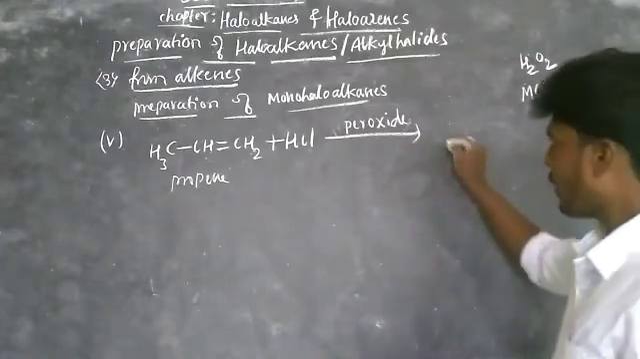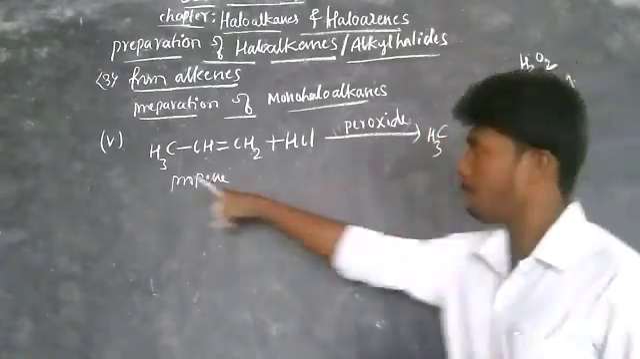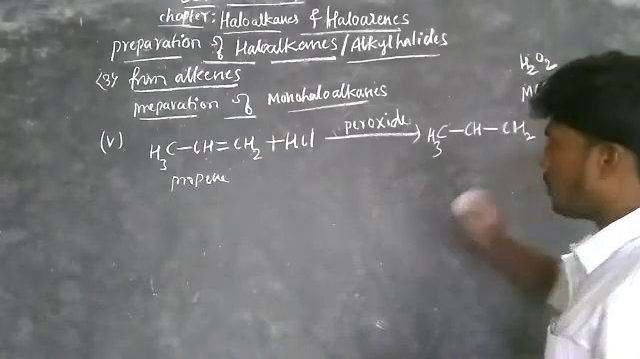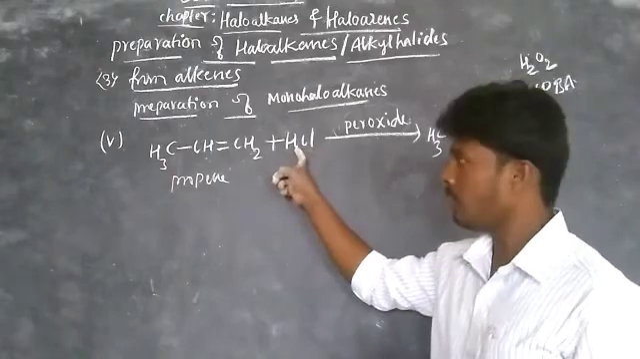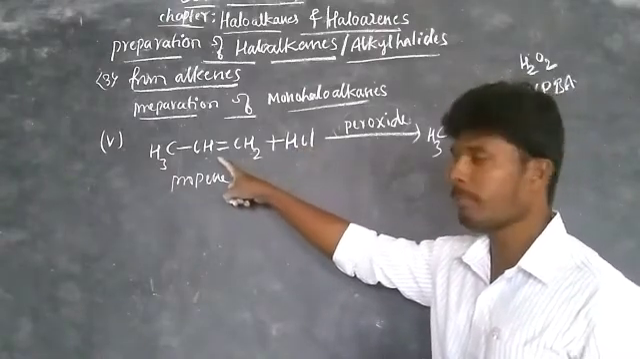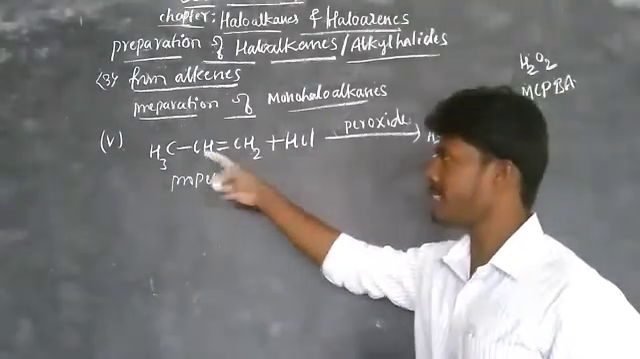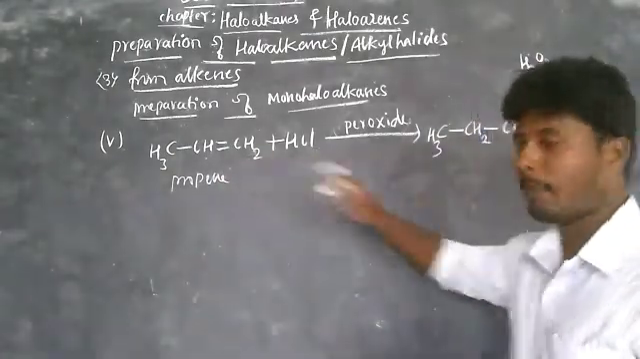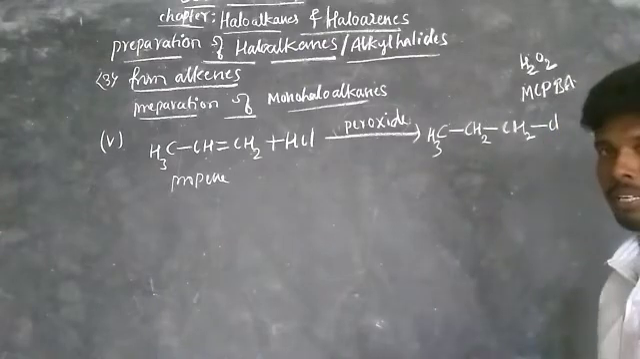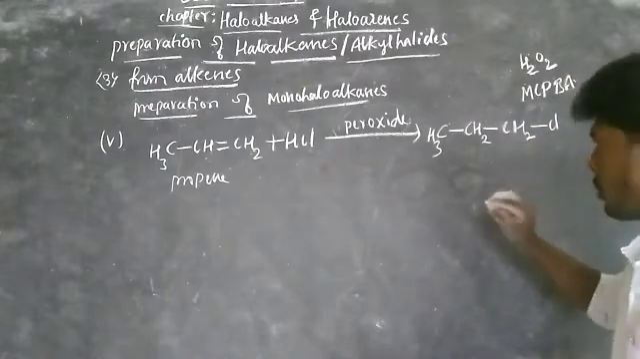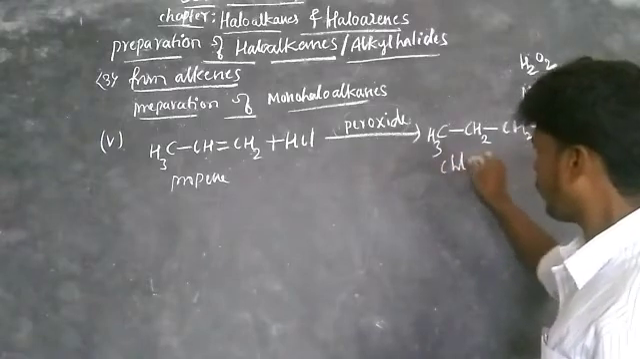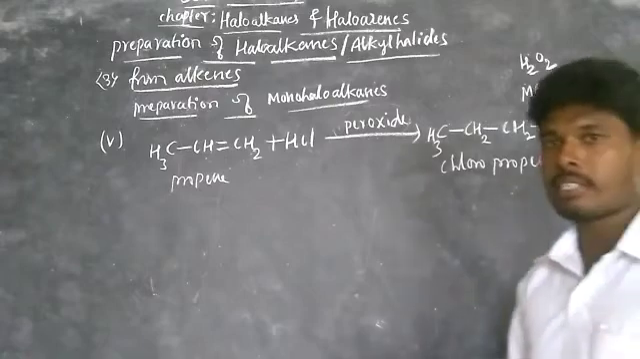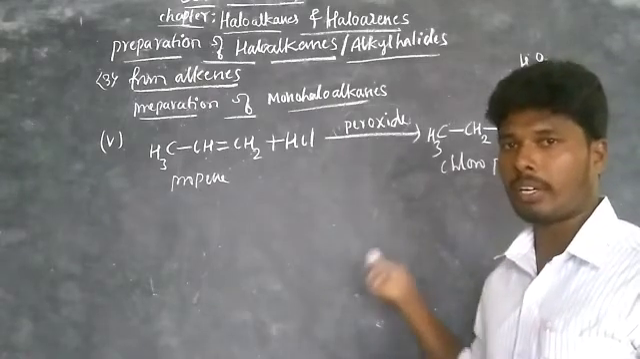Now observe what product you get here: CH3, CH2, CH2. Here H attaches to the carbon with fewer hydrogens, and Cl to the carbon that contains the higher number of hydrogens, this one. So you get this product. What is its name? Chloropropane. Okay, this is called the anti-Markovnikov rule or Kharasch rule.